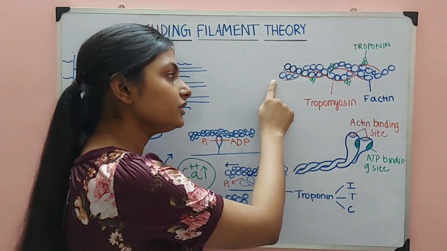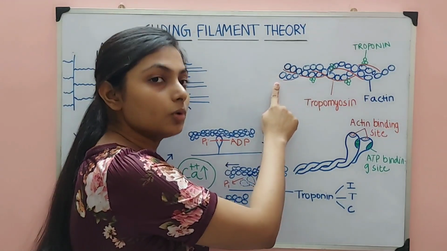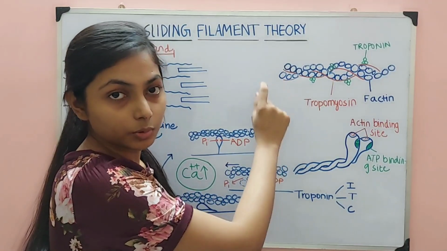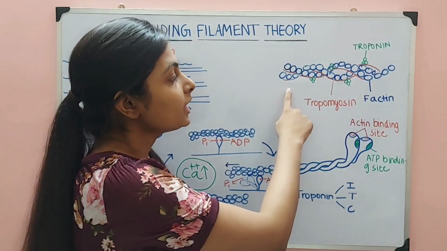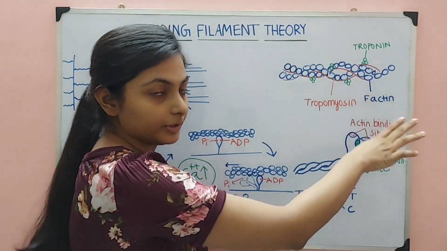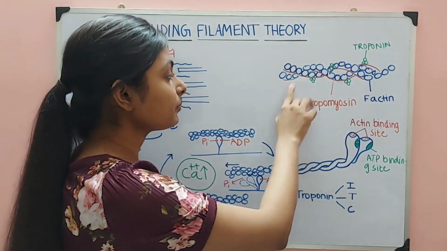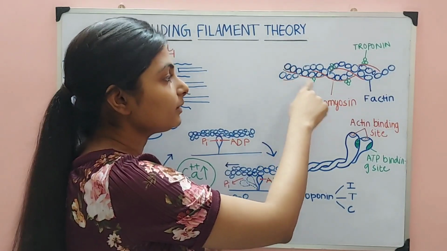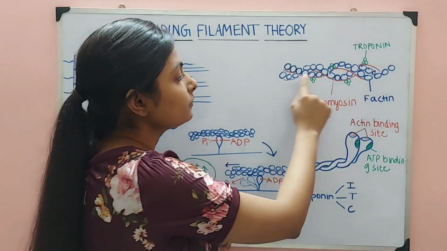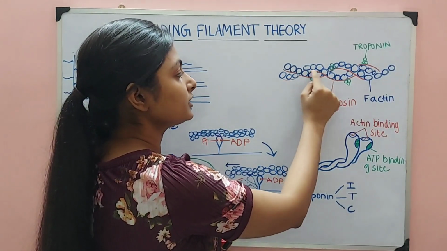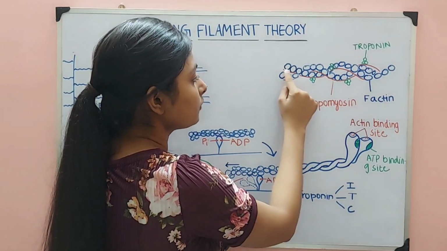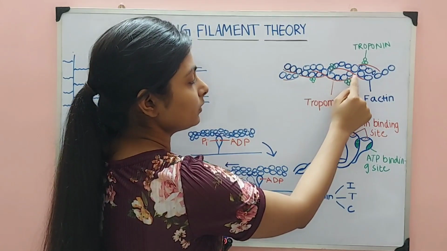Each small blue ball is a globular protein which polymerizes in the presence of Mg2+ to form this entire filament, that is the F actin. So there are 2 in number and they are bound helically. Then we have this red line. These are also 2 in number. One is following this path and the other is following this path, the lower one.